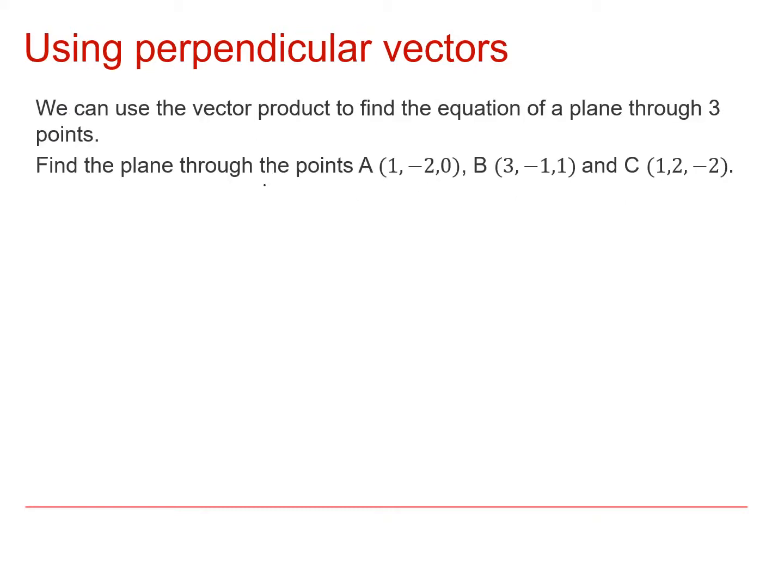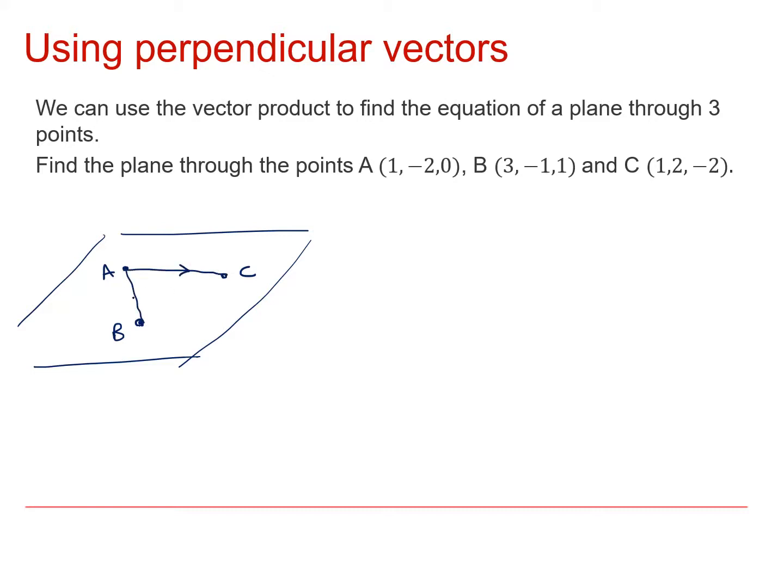Now we can use this idea to find the plane through 3 points. If you imagine that we've got a plane, and I've got 3 points on that plane, A, B, and C, then I can pick one point, I'm going to pick A, and form the two vectors AB and AC. And because all 3 points lie in the plane, those two vectors must lie in the plane. And if I can now find a vector which is perpendicular to both of those, then that will give me the normal vector to this plane.